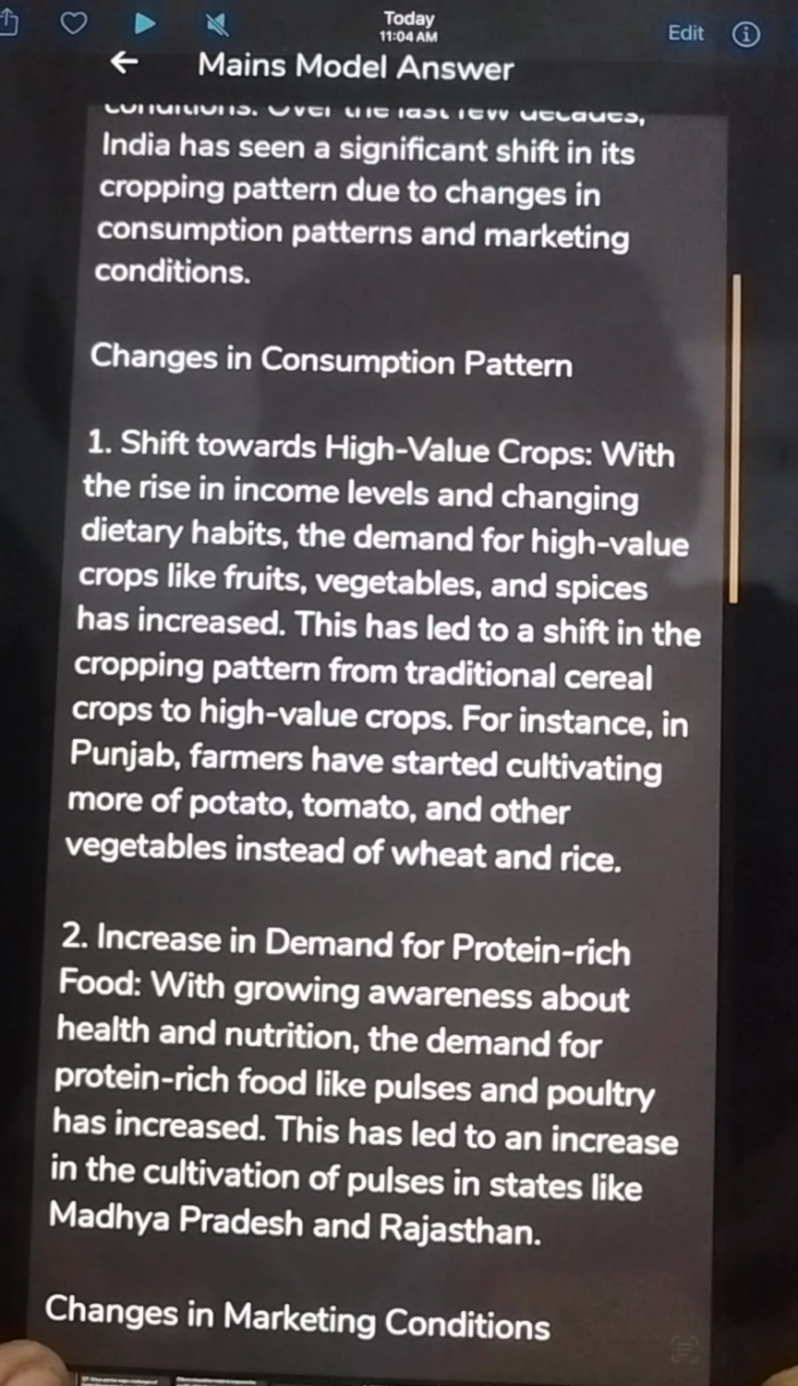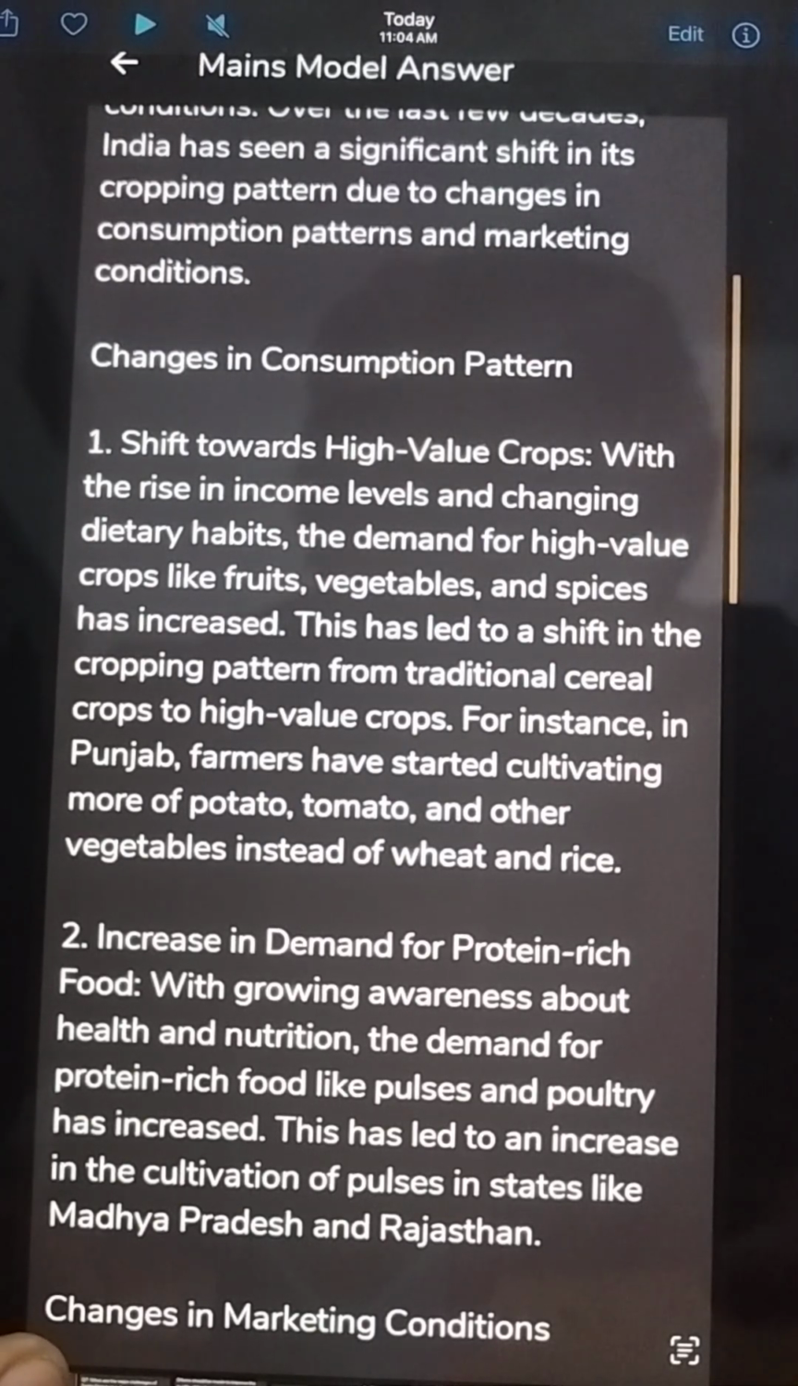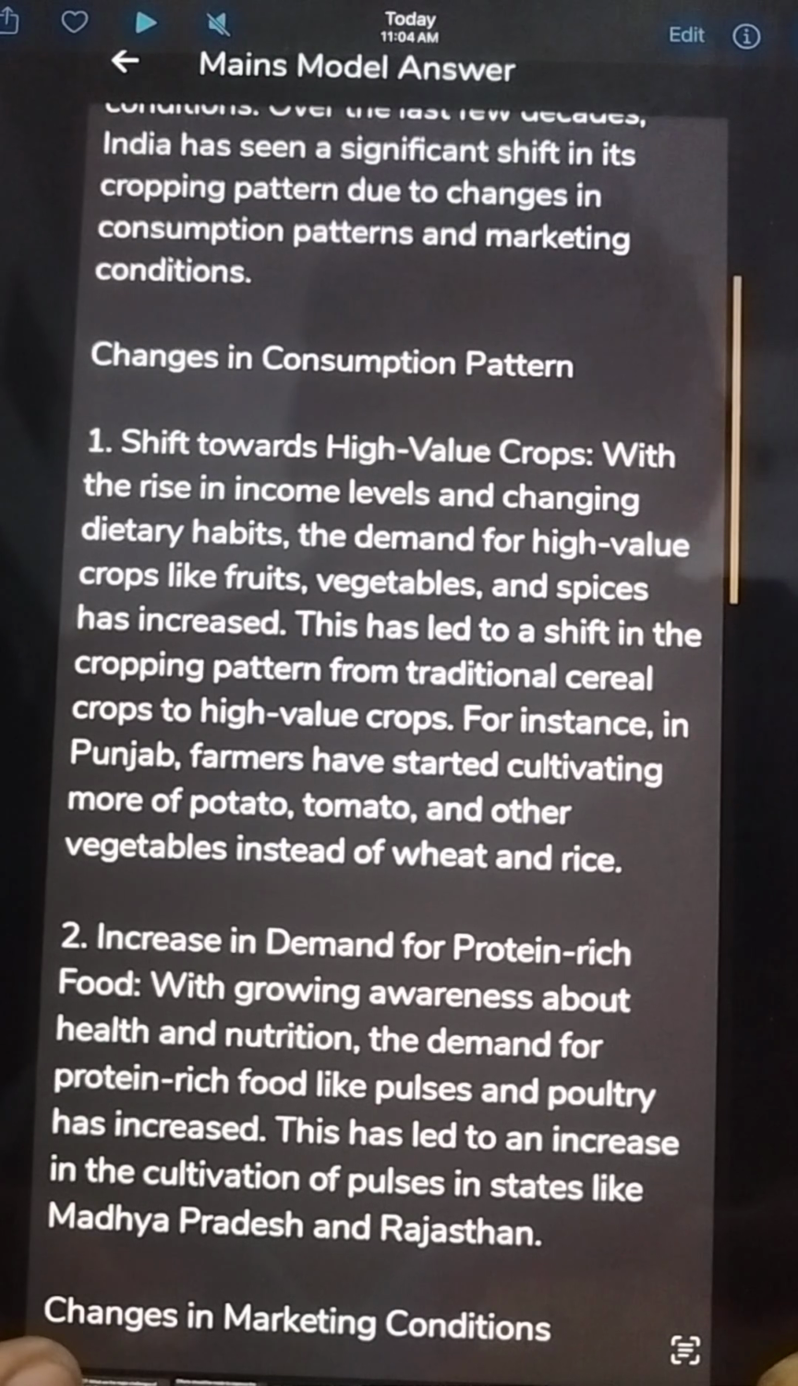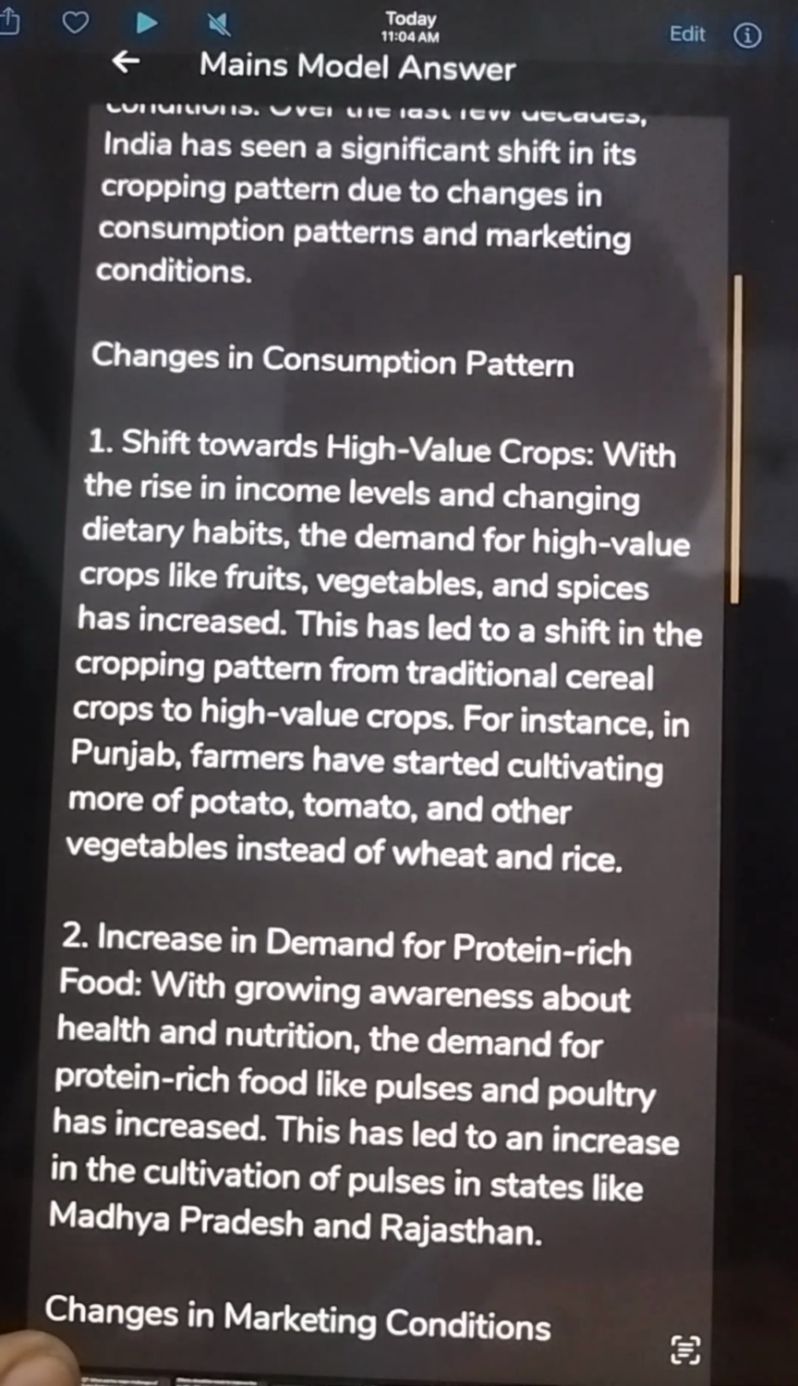With the rise in the income levels and changing dietary habits, the demand for high-value crops like fruits, vegetables, and spices has increased. This has led to a shift in the cropping pattern from traditional cereal crops to high-value crops. For instance, in Punjab, farmers have started cultivating more of potato, tomato, and other vegetables instead of wheat and rice. Then comes increase in demand for protein-rich food.